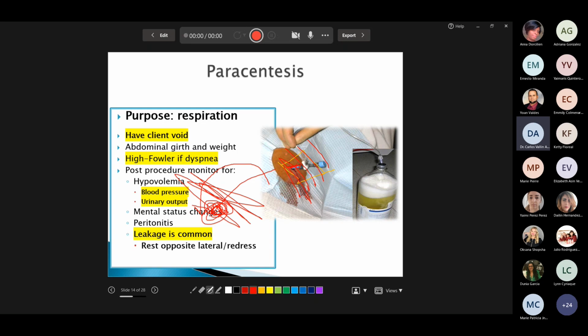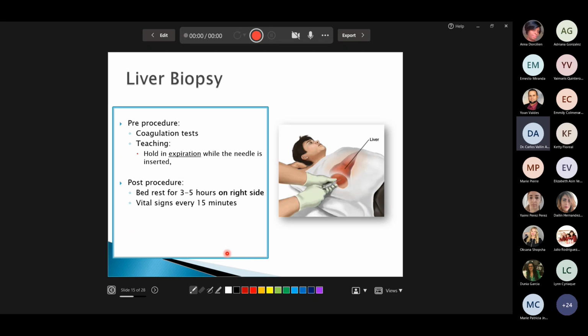If after 12 hours you see that the leakage continues, then you call the doctor and explain that the client has not responded to this simple intervention that we can do independently. And then the doctor needs to come and make a stitch here to close the little hole. Do you understand? Okay, so these are details of the paracentesis that I have seen tested in English.